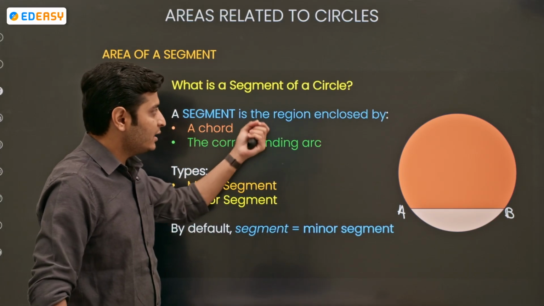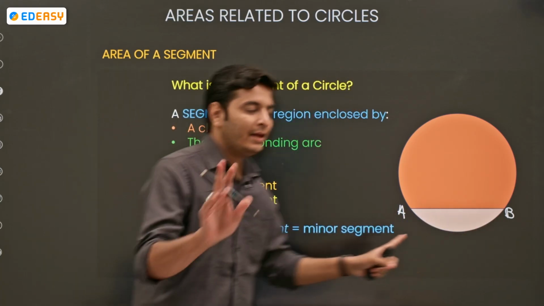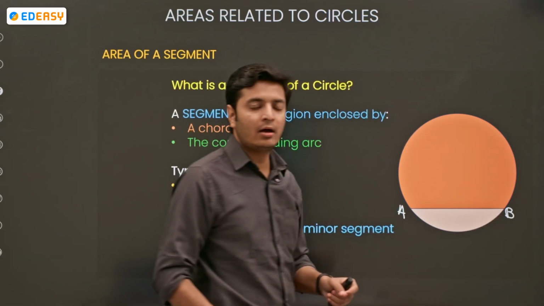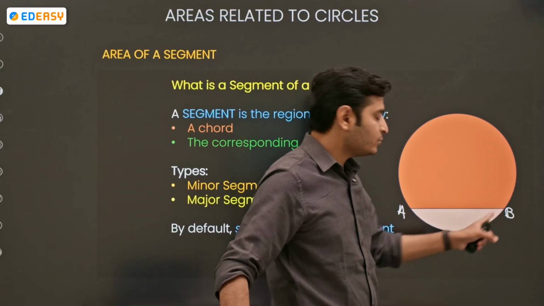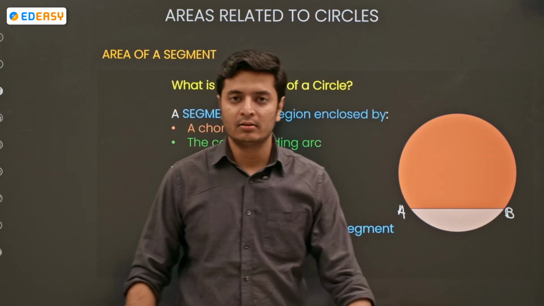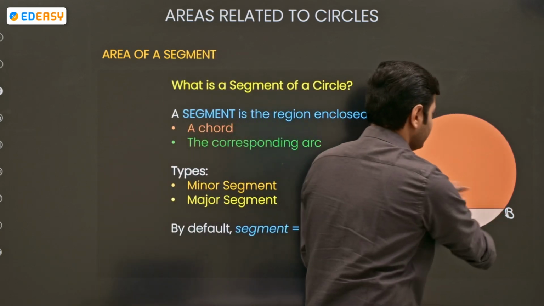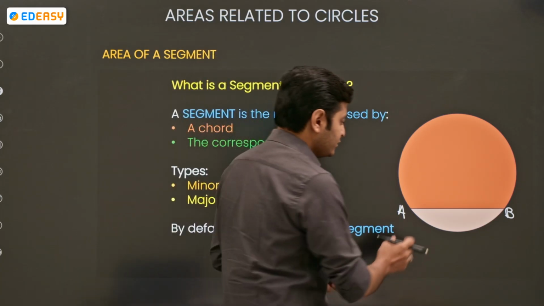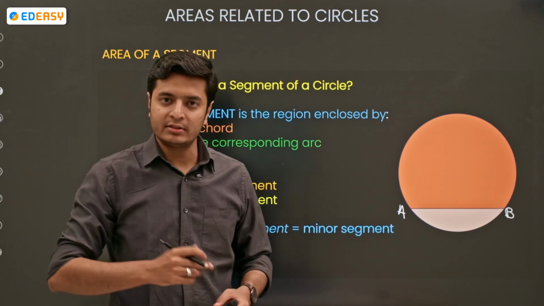A segment is the region enclosed by a chord and the corresponding arc, as you can see here. As you can see, this is an arc. So the region enclosed between this chord and the corresponding arc is known as the segment of this circle. Now, if you apply the same logic, look at the area shaded orange in color. AB is the chord and this is the arc. So this is also a segment.